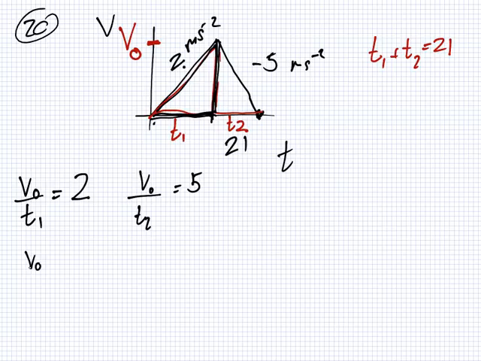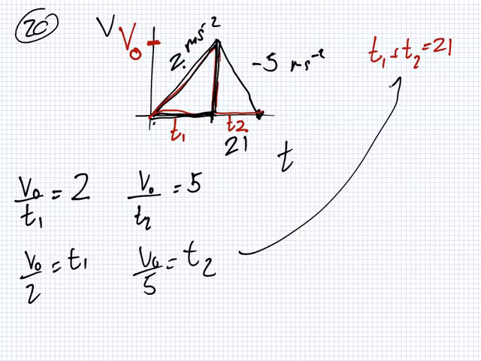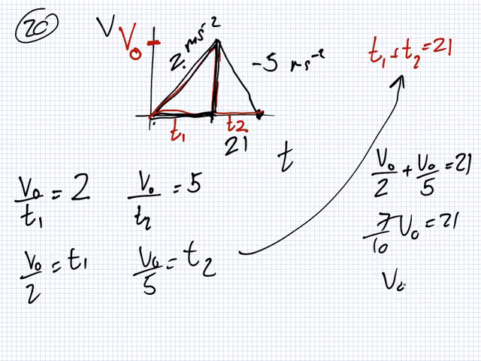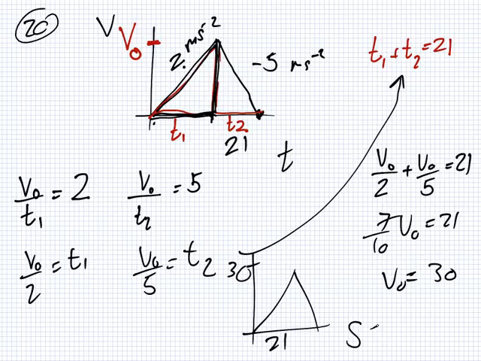So you can say V0 over 2 equals T1, and V0 over 5 equals T2. V0 over 2 plus V0 over 5 equals 21. So a half plus a fifth, you get 7/10 V0 equals 21. So V0 equals 30. So now you know that the height here is 30 and the base is 21. So how can you get the area? 315.